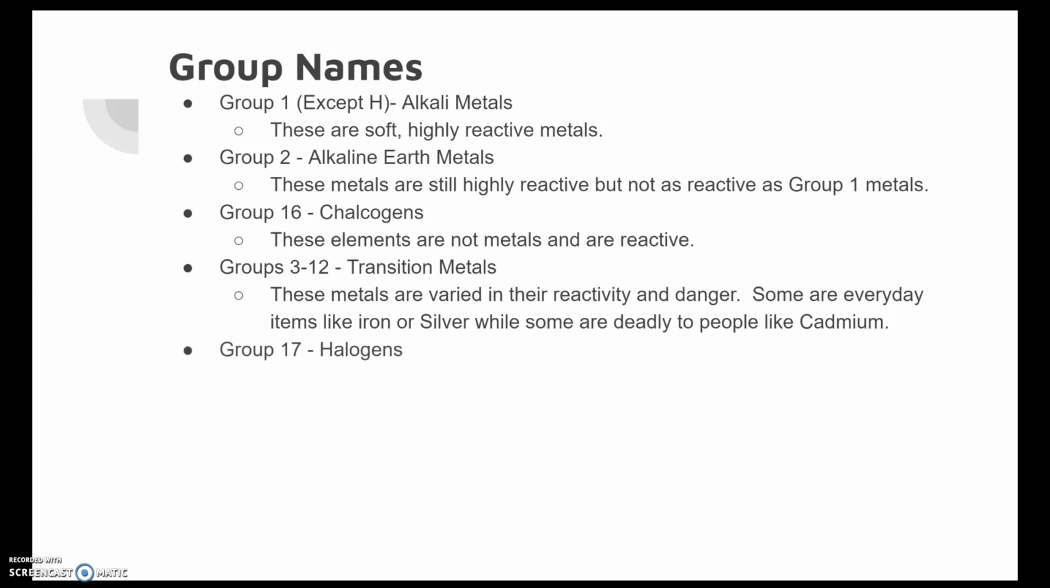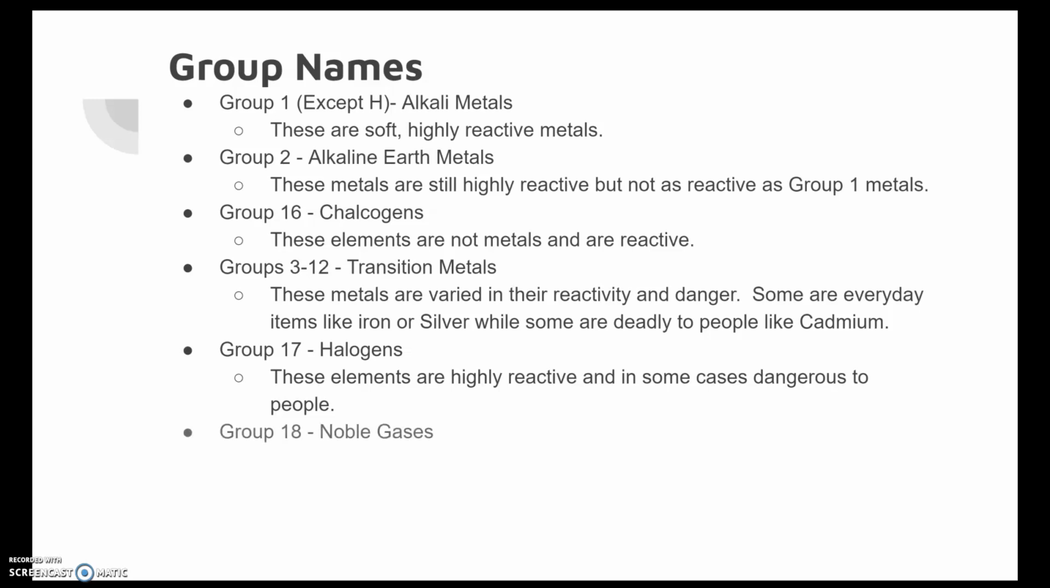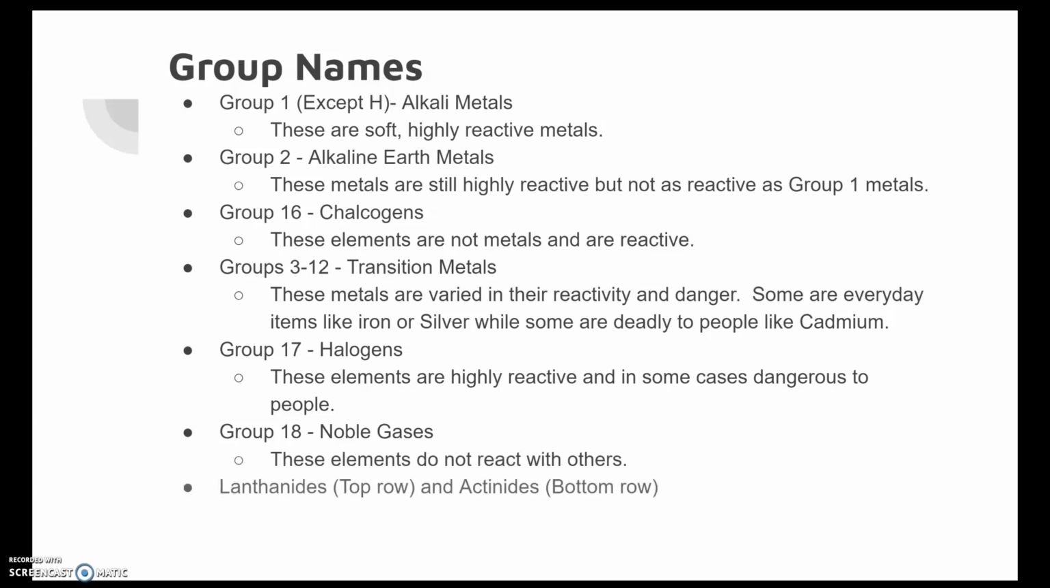Group 17, just to the right of the chalcogens, are called the halogens. These elements are very, very reactive, and they may be dangerous to people. Group number 18. These are the most boring elements. The noble gases lie to the far right in the periodic table and make up that last column. Noble gases do not react with others. They're happy.